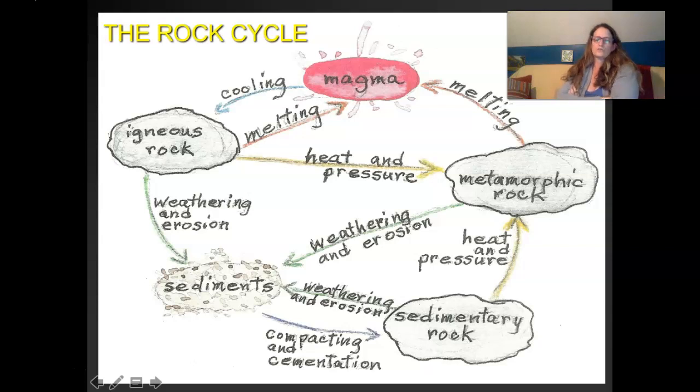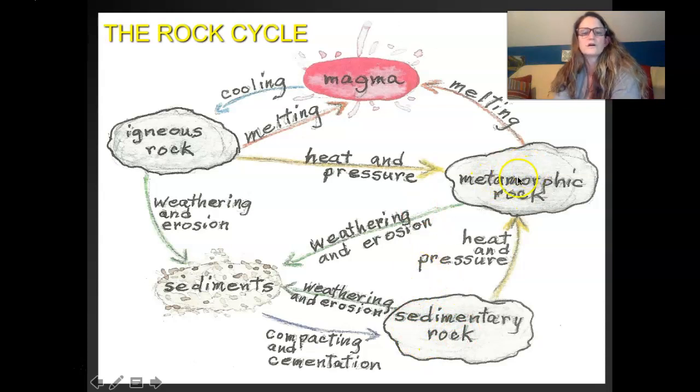Here's the rock cycle, though. We start with that magma. How does magma form? It's going to form through melting. Maybe that melting is melting metamorphic rock or melting an igneous rock. The metamorphic rock is going to form by heat and pressure. The pre-existing rock can be either an igneous rock or a sedimentary rock.